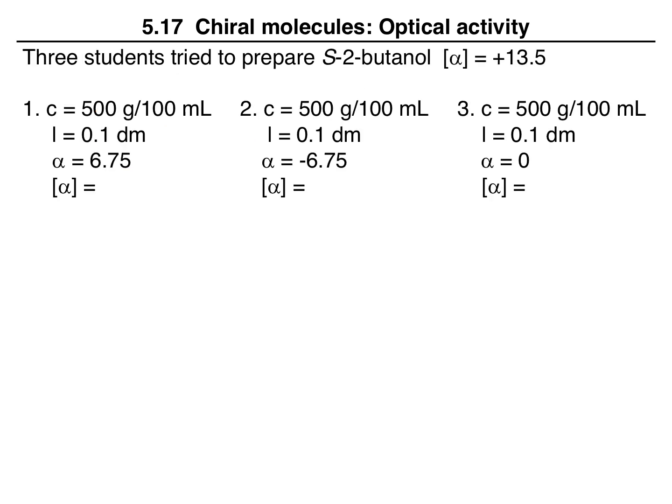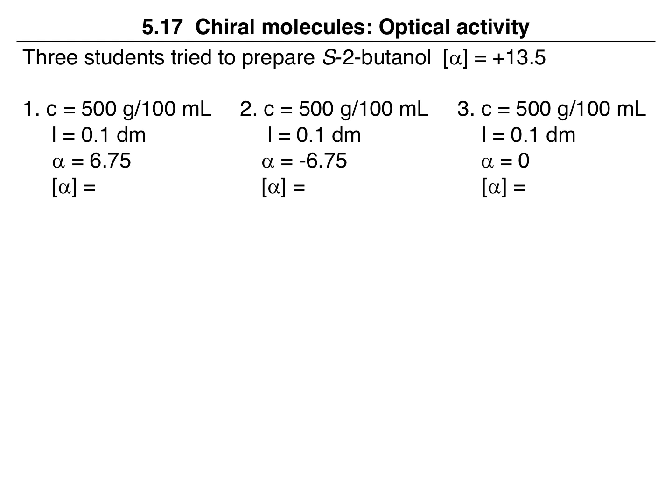All right, now let's go about this a little bit differently. Let's say we have 3 students who tried to prepare a sample of S-2-butanol, and the literature value for the specific rotation is plus 13.5. So let's say student 1 made up a sample of 500 grams per 100 mL, used a path length of 0.1, and measured a rotation of 6.75 degrees.